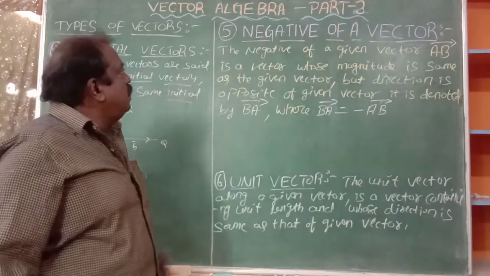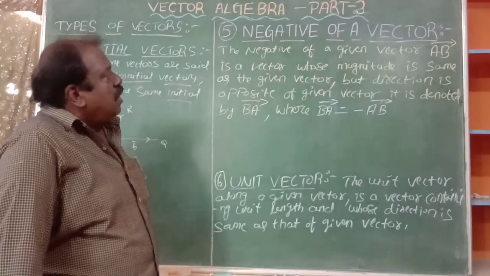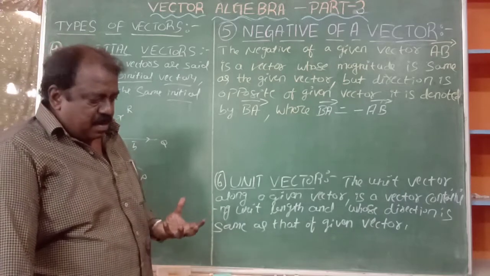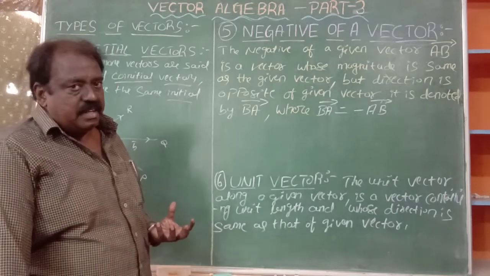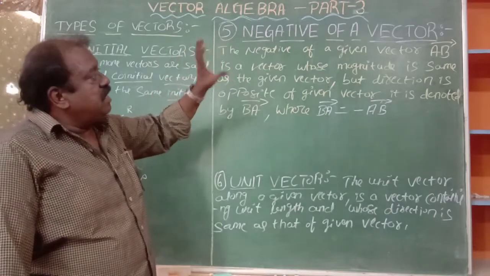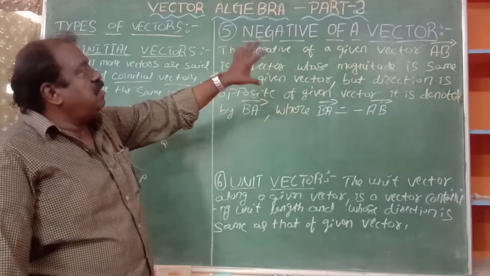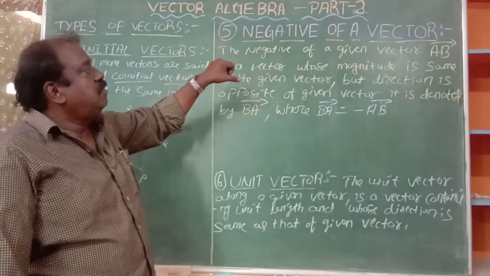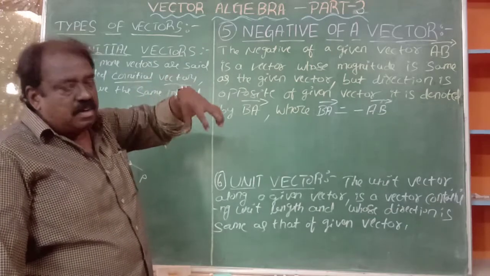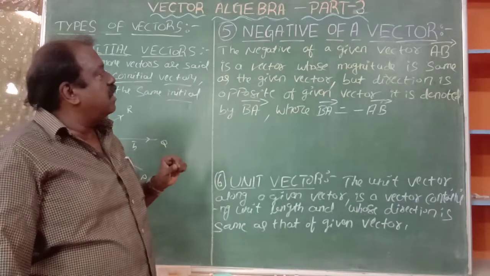Similarly, negative of a vector. Next. Negative of a vector. Negative of a vector is separately not there. It is about a given vector. Not negative vector, it is negative of a vector. If a vector is given, for that we can find the negative vector. But it is not separate. Separately it is not defined. If a vector is there, for that we can find the negative vector.